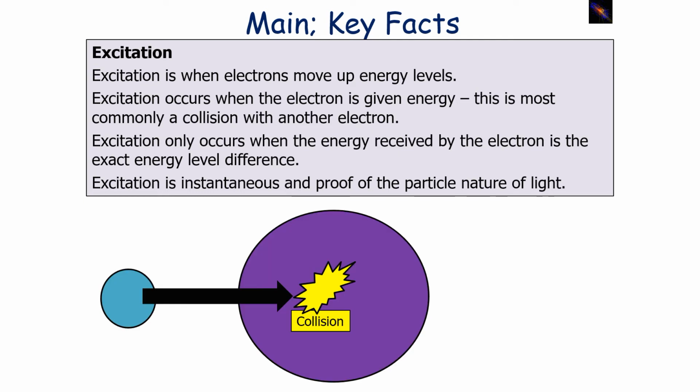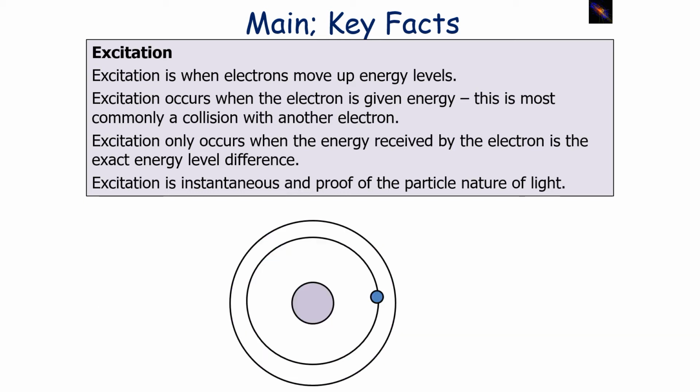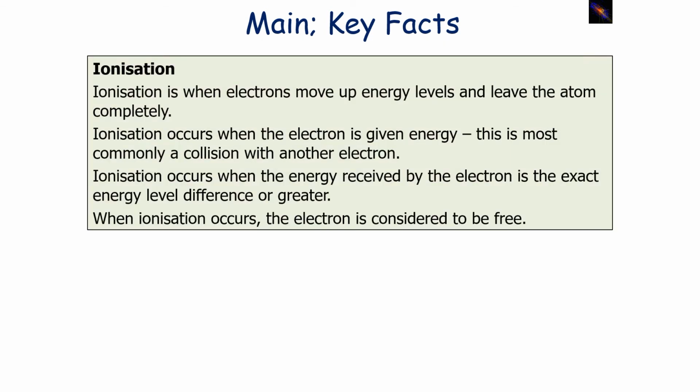So let's look at this particular example. You could have excitation by colliding an electron with an atom, and at that point it will give the atom enough energy to move an electron from one shell to a higher shell. Now, ionization is when electrons move up energy levels and then leave the atom completely. Ionization occurs when the electron is given energy, and this is most commonly a collision with another electron, but it can also be an absorption of a photon. Now, ionization occurs when the energy received by the electron in the atom is the exact energy level difference or greater. So when ionization occurs, the electron is considered to be free.